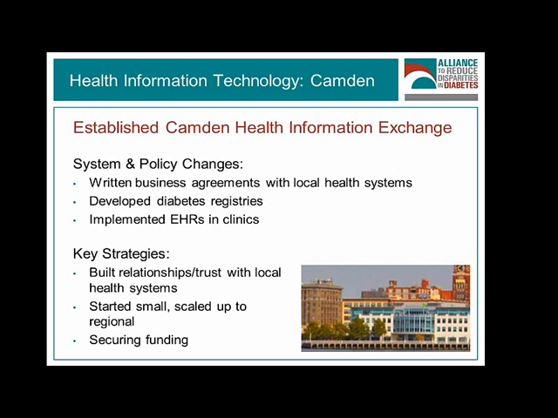And it's important to point out that specific policies and system changes needed to be in place in order to make all this happen, including establishing some written and binding business agreements, implementing electronic health records, and building diabetes registries.